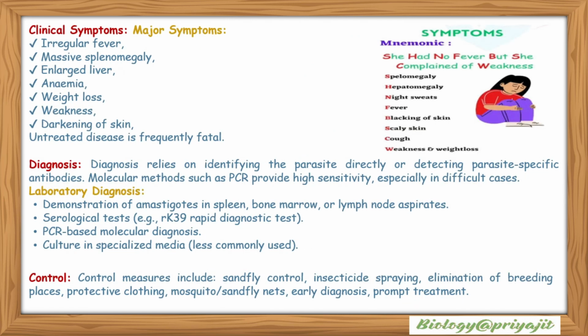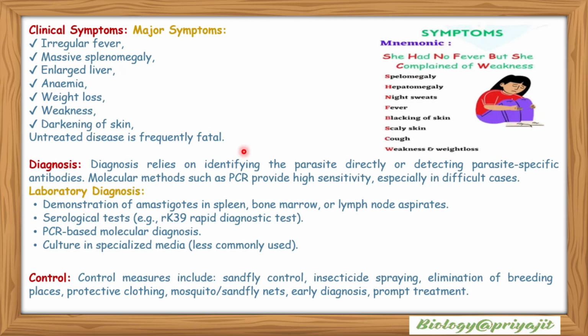Clinical symptoms. The most striking feature of Leishmania is massive enlargement of the spleen. Because bone marrow is affected, patients develop severe anemia and weakness. The progressive darkening of skin gives rise to the name Kala-azar, meaning black fever. So the clinical symptoms are irregular fever, massive splenomegaly, enlarged liver, anemia, weight loss, weakness and darkening of skin. Untreated disease is frequently fatal. This is the image showing the mnemonic for students to properly remember the symptoms caused by Leishmania donovani, which gives rise to the Kala-azar disease or black fever.